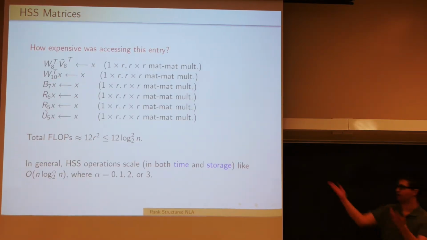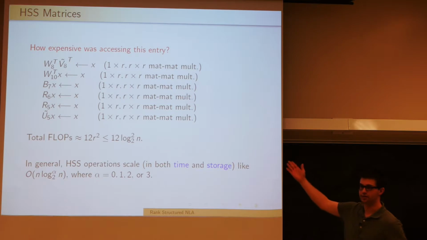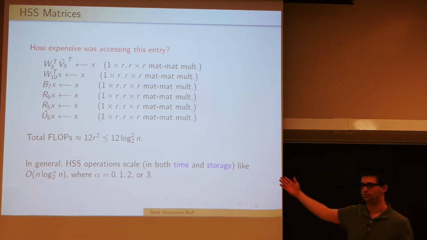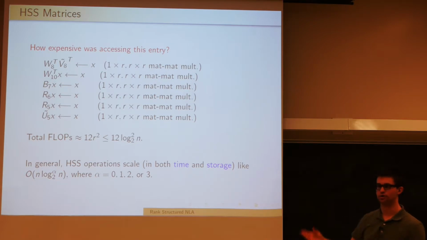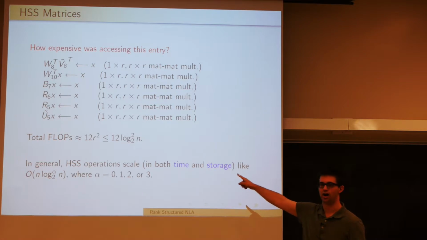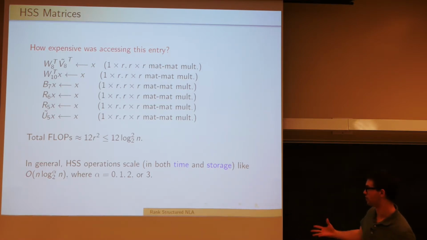OK, and just to summarize the expense of generating an entry, we see that all these matrix products are really just matrix-vector products for a single entry. If we want to generate a row, they would still be matrix products, but still very small. And the whole thing is on the order of log n to some power.